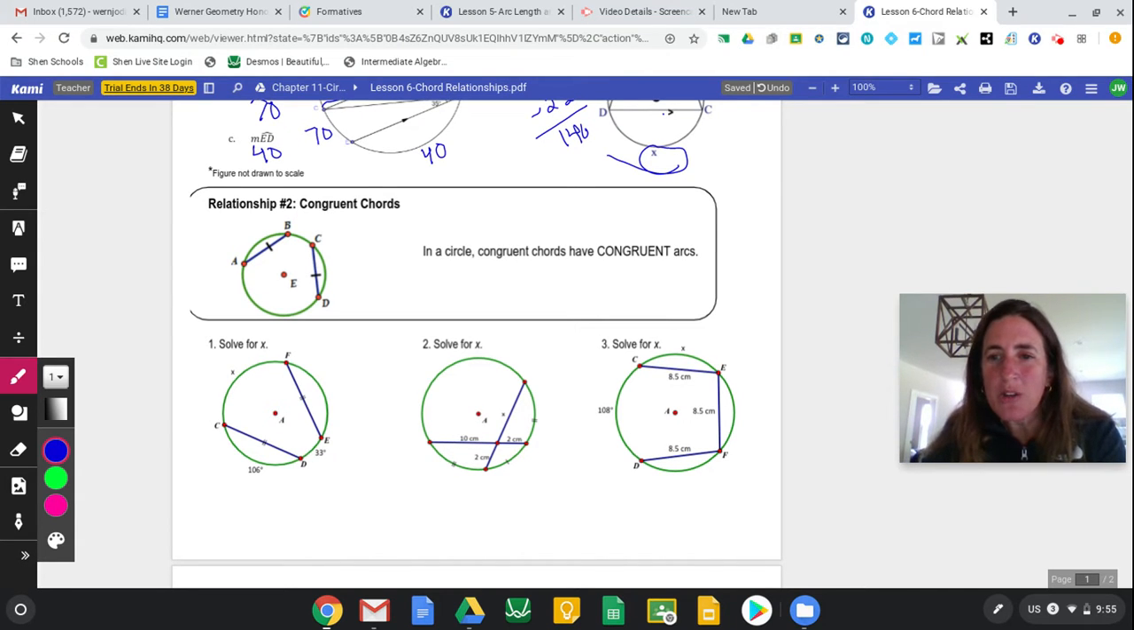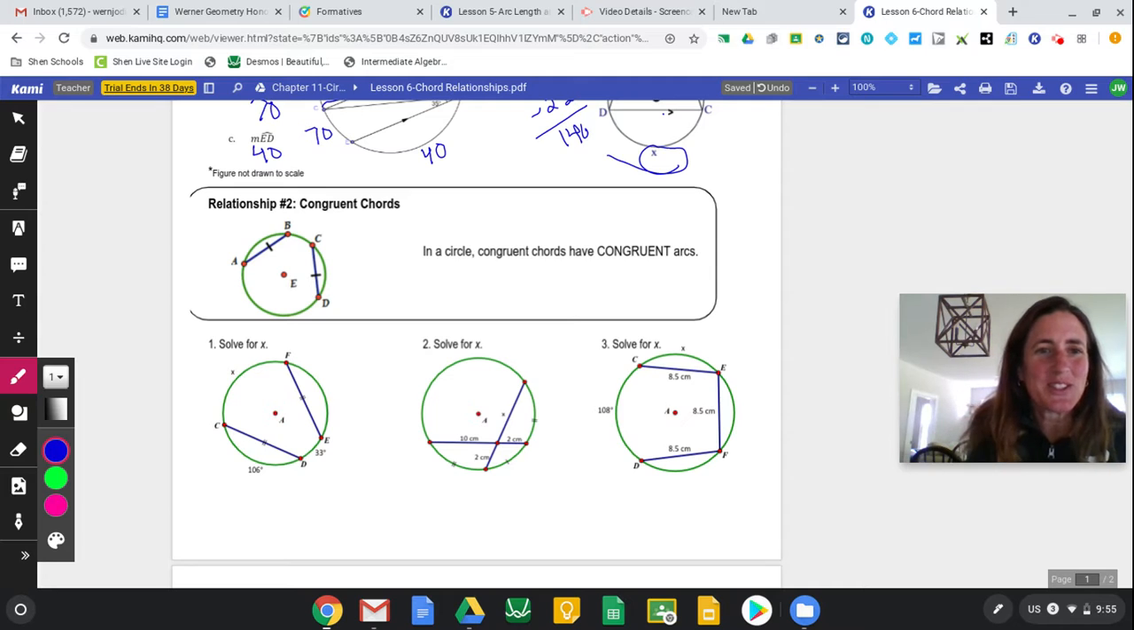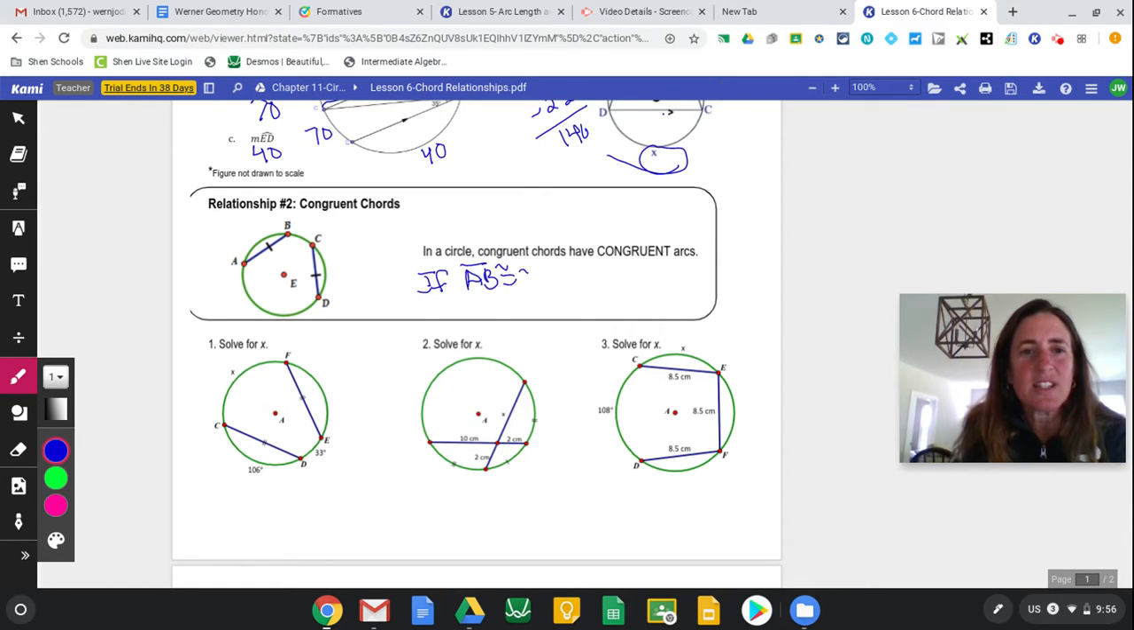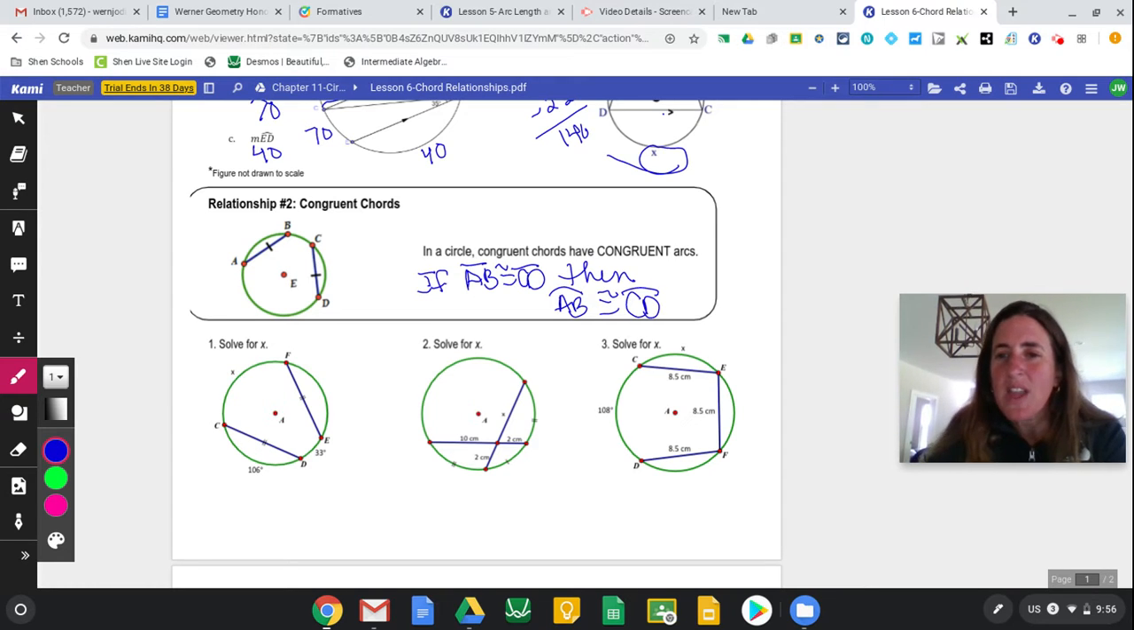Next relationship. If there are congruent chords, then they have congruent arcs. Look at this. AB, the chord, and CD, the chord. So if segment AB is congruent to CD, then guess what? Their arcs are congruent: arc AB is congruent to arc CD. If the chords are congruent, their arcs are congruent.